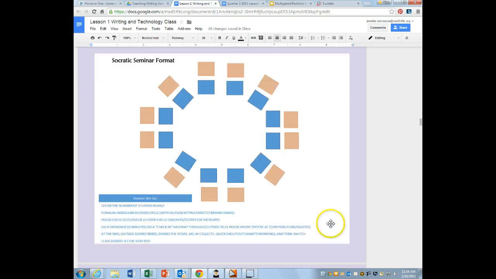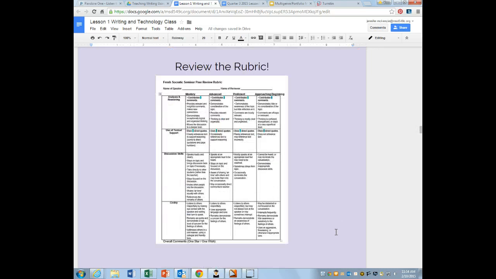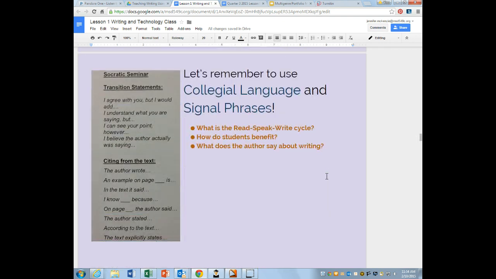I shared with the group, before we got into Socratic seminar to discuss our article, how I do fishbowl style with my freshmen, and that's what it looks like. We always review the rubric first so everyone knows how they're going to be scored. This is another sample that we use with our freshmen. And then we actually practice trying it out.